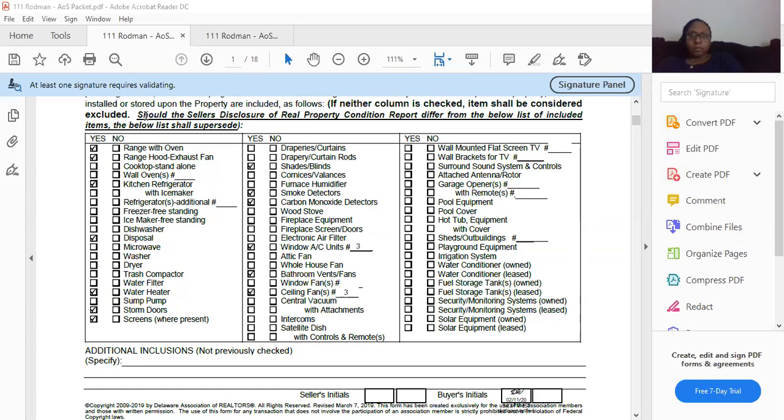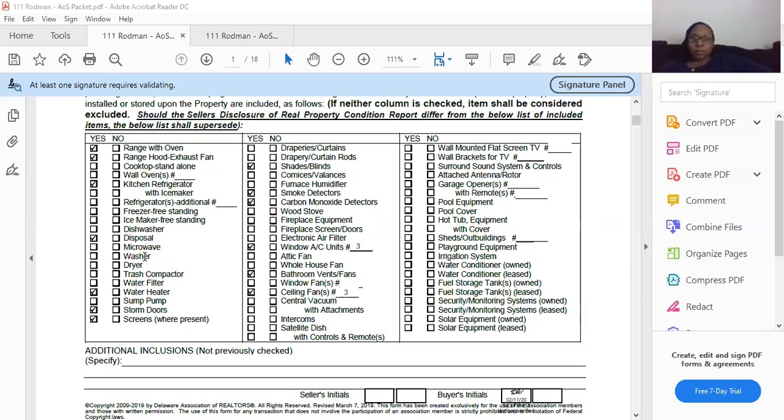And you'll notice right here in the underlined italics, it says should the seller's disclosure differ from this list, this list supersedes the seller's disclosure. So, for example, on this one, this property did have a washer and dryer that the seller left. This person did not check off washer and dryer here. So if the seller wanted to take the washer and dryer, these guys did not mark off that they wanted it and that it was there.